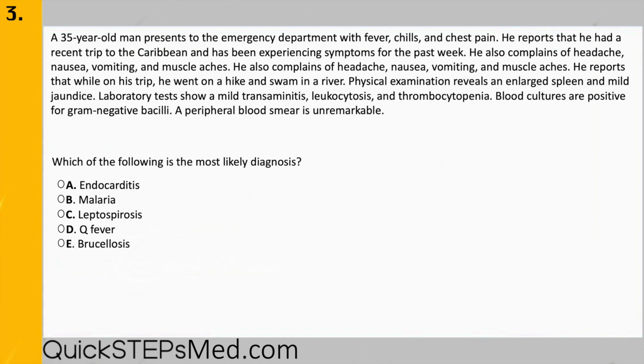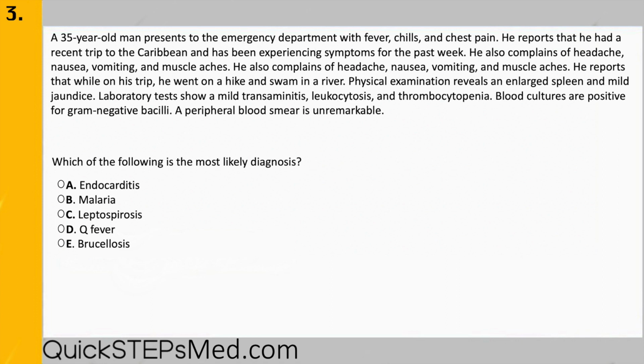All right, let's begin reading question 3. A 35-year-old man presents to the emergency department with fever, chills, and chest pain. He reports that he had a recent trip to the Caribbean and has been experiencing symptoms for the past week. He also complains of headache, nausea, vomiting, and muscle aches. He reports that while on his trip, he went on a hike and swam in a river.